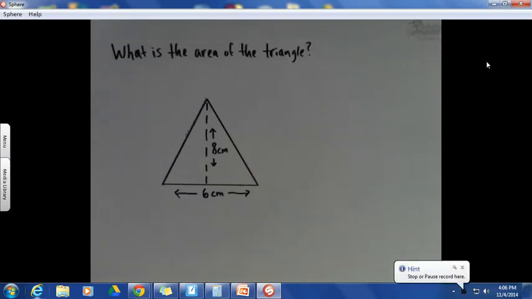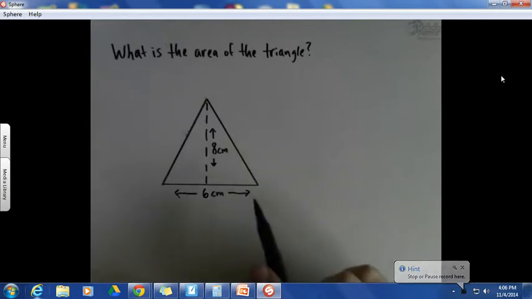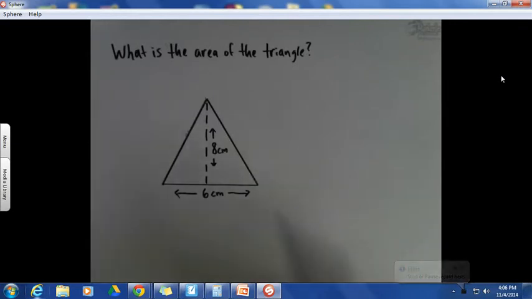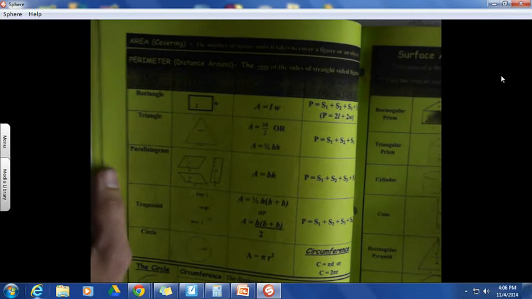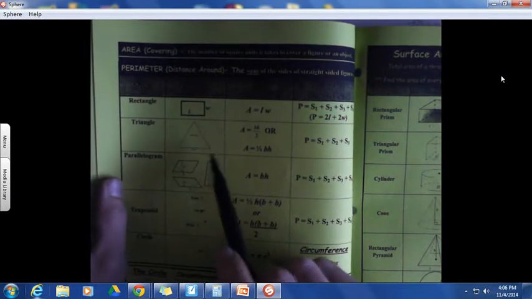Alright, we're going to continue our discussion about the area of different shapes. Next is the triangle. Here we have a triangle. And again, the first thing we want to do is look for the formula for area of a triangle. So for our formula for area of a triangle, I'm going to look again in my cheat sheet book.